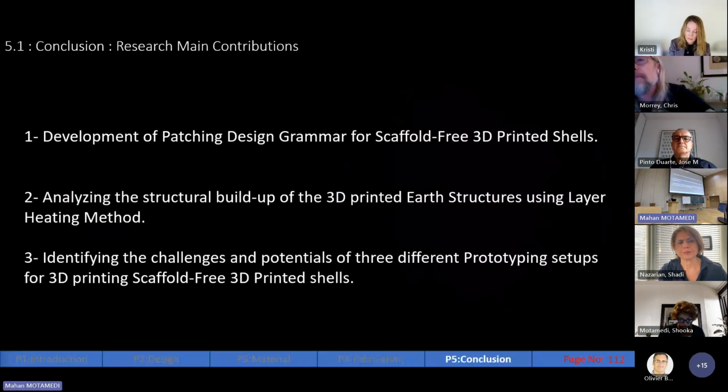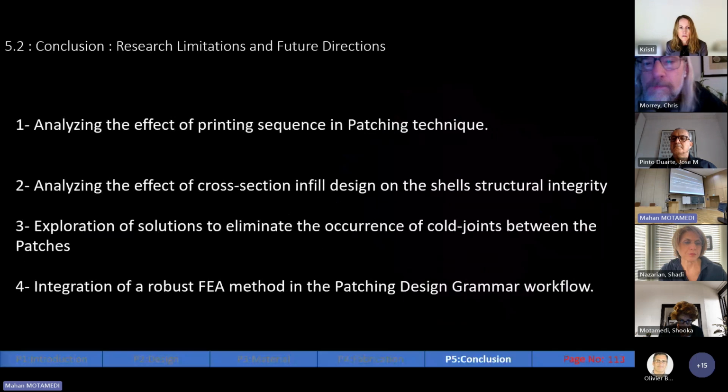So as a conclusion of this research, we have 3 main contributions. First is the development of the patching design grammar for scaffold-free 3D printed shells. Second is analyzing the structural buildup of 3D printed earthen structures using the layer heating method. And third is identifying the challenges and the potential of 3 different prototyping setups for 3D printing scaffold-free shells.